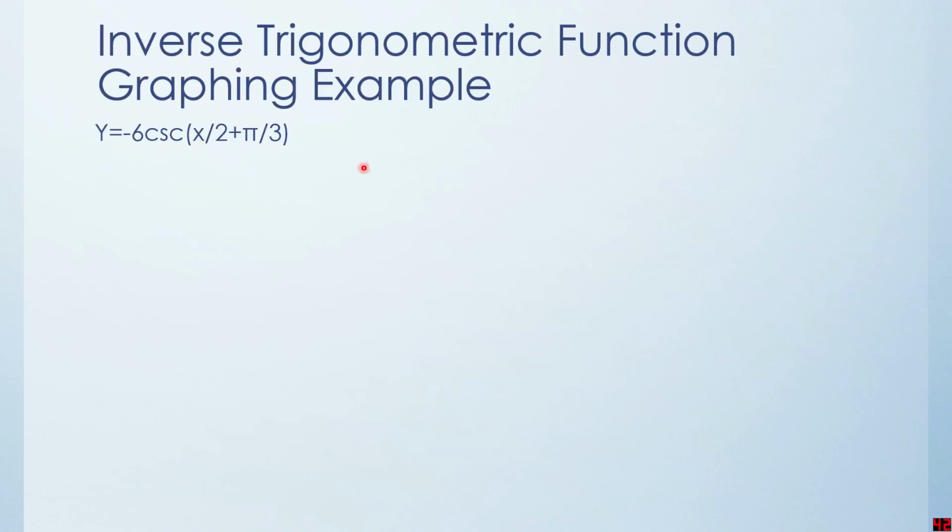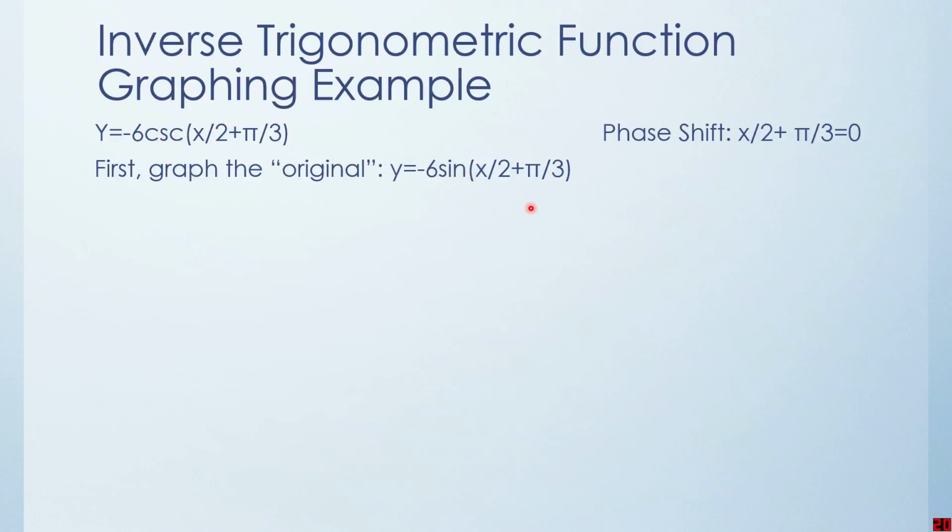So here's an example. y is equal to negative 6 cosecant of x over 2 plus pi over 3. So first you want to graph the original function. For example, the original of cosecant is sine. So for the phase shift, remember, you would have to set everything inside the parentheses equal to 0. So you would subtract pi over 3 from both sides. You would get x over 2 equals negative pi over 3, and your starting point is negative 2 pi over 3.